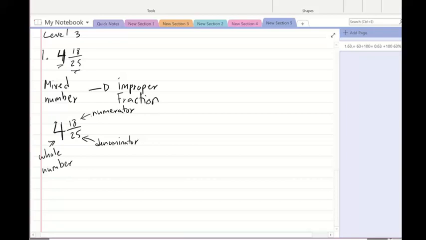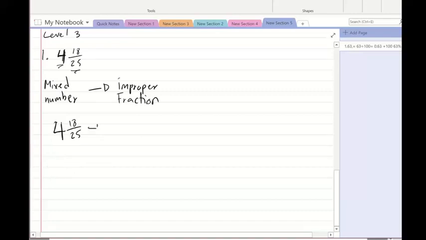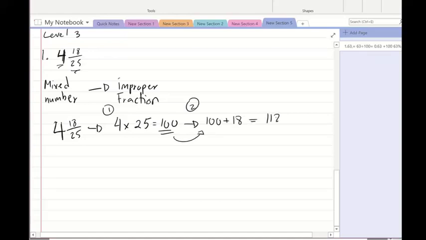So what are we going to do with them? In order to convert a mixed number to an improper fraction, the first thing you have to do is take your whole number and multiply by your denominator, right? That's step one, which gives us 100. Step two is add this number right here to the numerator, and that gives you 118.